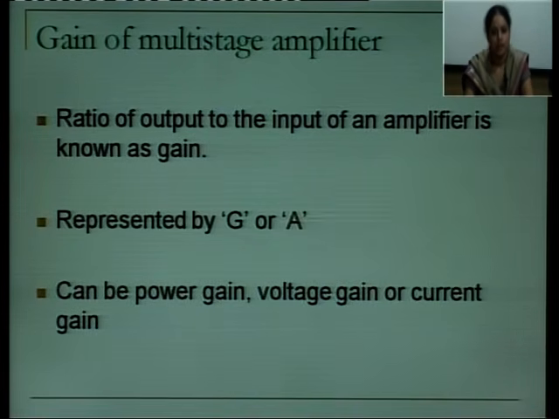If you are considering the voltage, it will be the voltage gain, and if you are considering the current, it will be a current gain.